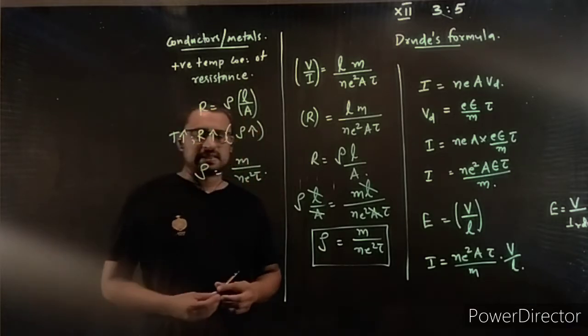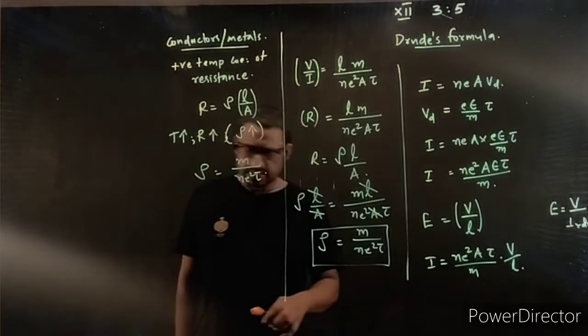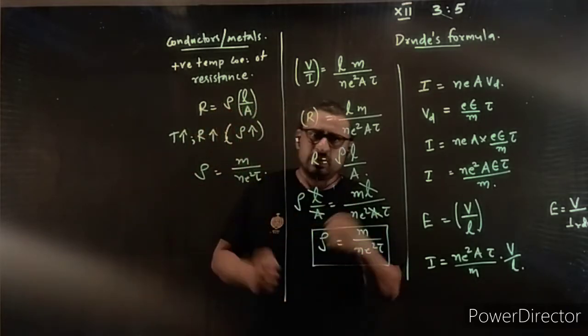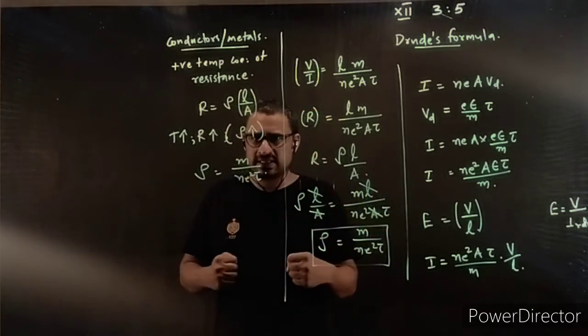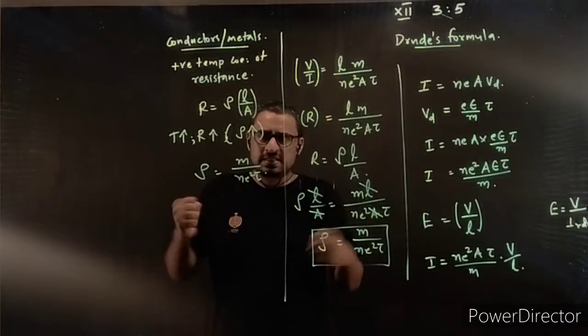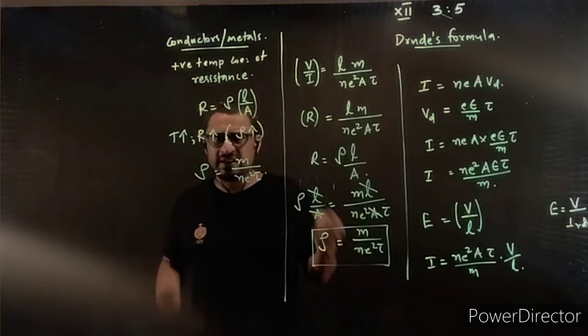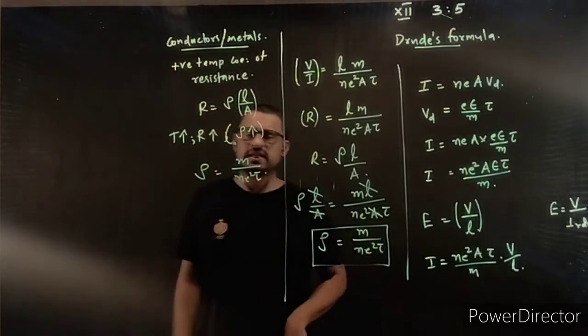When temperature increases, what happens? Thermal agitated motion increases. The speed with which the electrons are revolving around increases. So what happens? The probability of collision increases, right? When they are moving very randomly, very fast, the probability of collision increases.